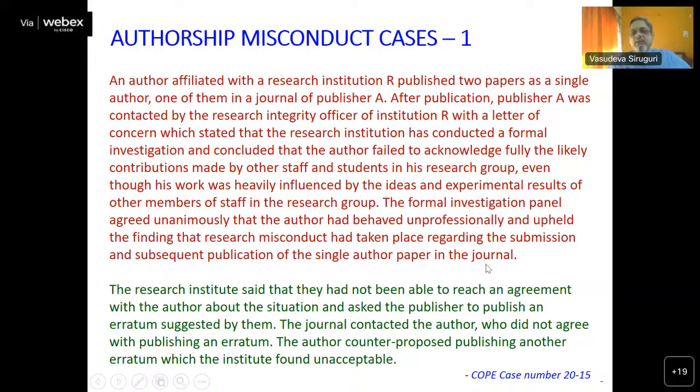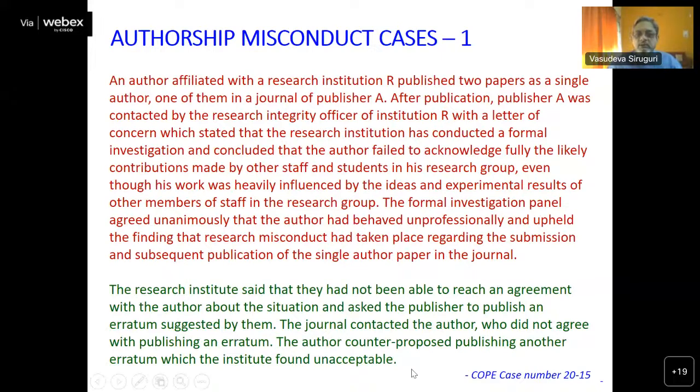So this smart guy took the results and data from his colleagues, who had also participated, and he did not include any of their names in the author list and published under his single name. Most of the author disputes, the journals cannot really do much except that they go back to the institution where the author comes from or the other co-authors, etc., and ask them to resolve the case and get back to them. So the research institution here said they had not been able to reach an agreement with the author about the situation and asked the publisher to publish an erratum, which they have worded, and asked that you please publish this erratum.